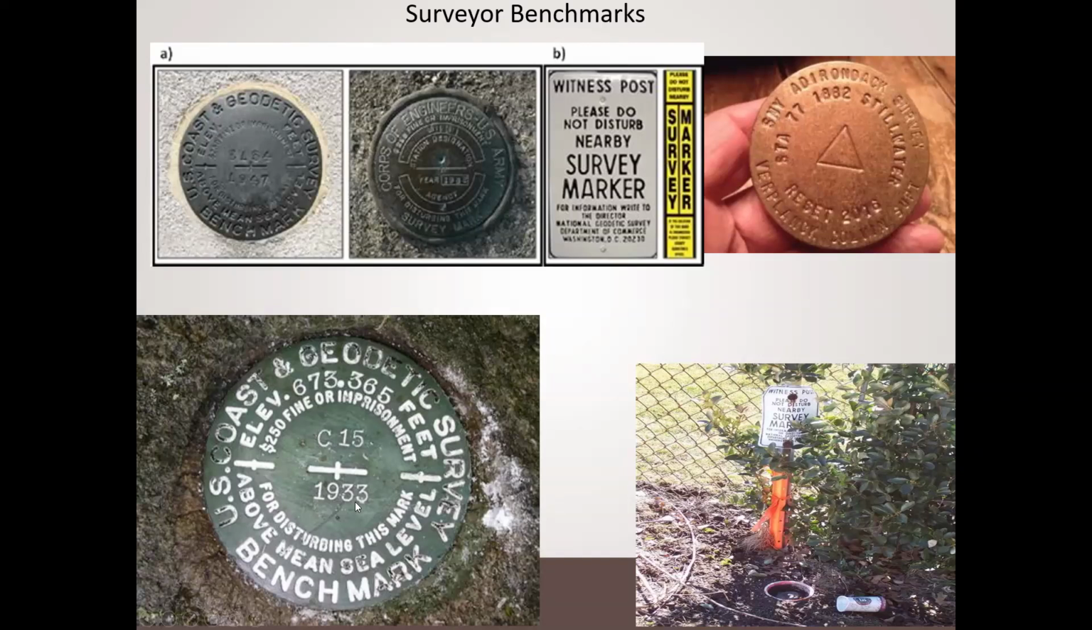Look at the date on this one, 1933. It was the U.S. Coastal and Geodetic Survey. Elevation 673.365 feet. $250 fine or imprisonment. Well, in 1933, $250 was a hefty fine. I'm sure it may be more than that by now, I would hope, unless the government didn't revisit that. If you disturb this marker, because others may be reliant on it. There's a database of where these markers are somewhere.